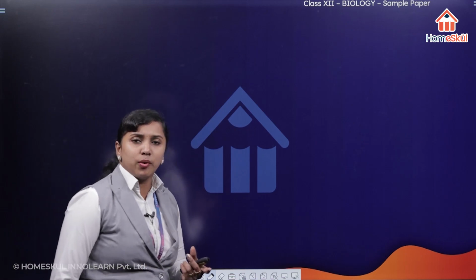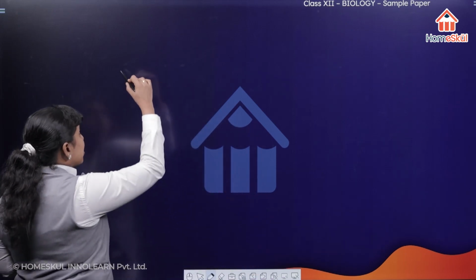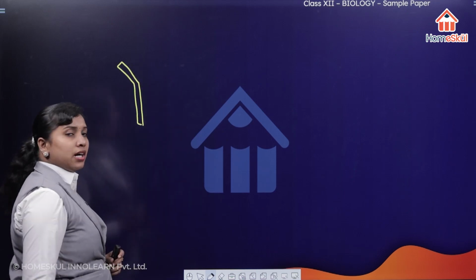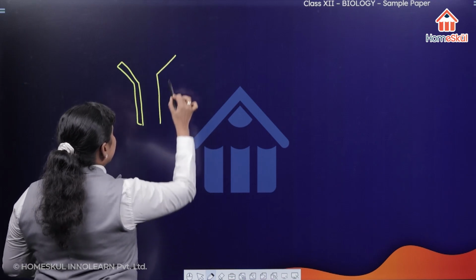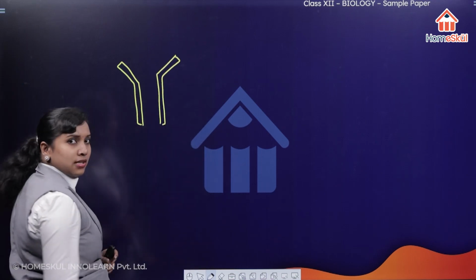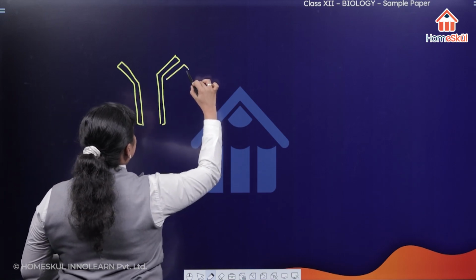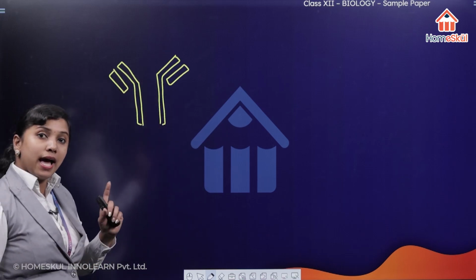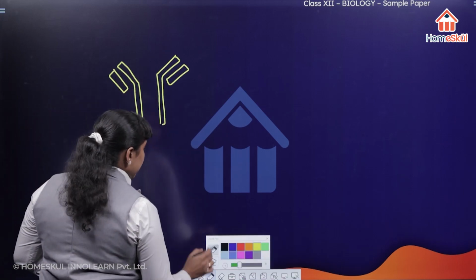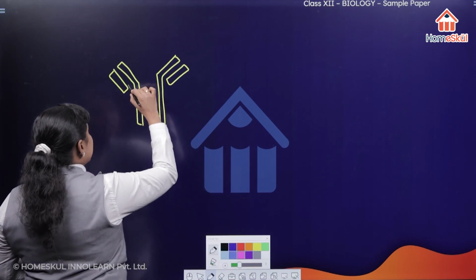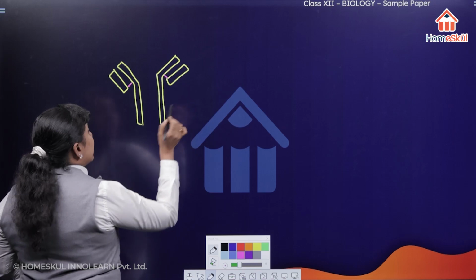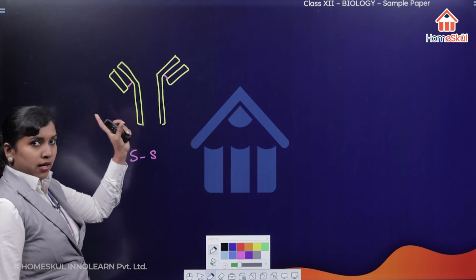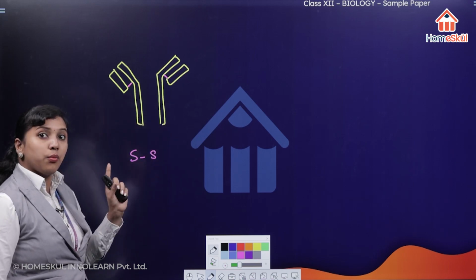So we know that an antibody has a Y-shaped structure. Somewhat a Y-shaped structure it is having. Okay, here it will be having 2 heavy chains like this, and 2 light chains also. Okay, it will be having 2 heavy chains and 2 light chains, where the light chain is connected to the heavy chain by means of a disulfide bond.